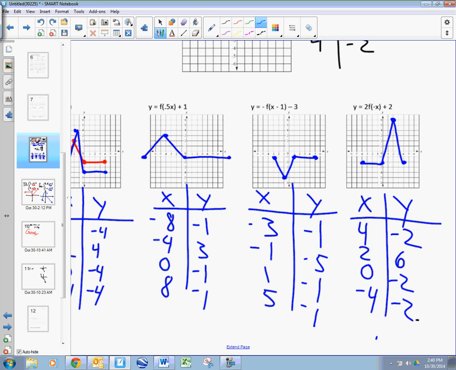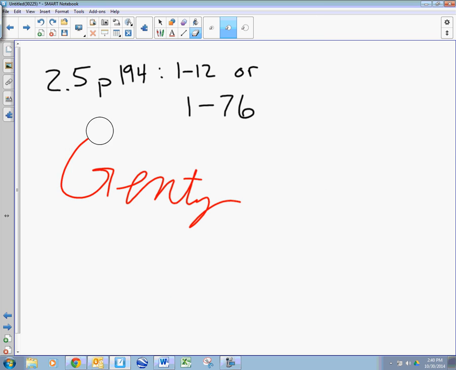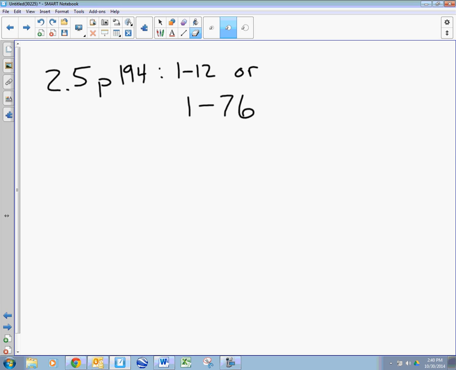So I got an option. You can choose one of 2 assignments. You can do 1 through 12 or 1 through 76. Whichever one you want. Well, you can't just do 1 through 53 either. You need to do 1 through 76 if you're going to do it. So I believe in giving students choice, so there's your choice.